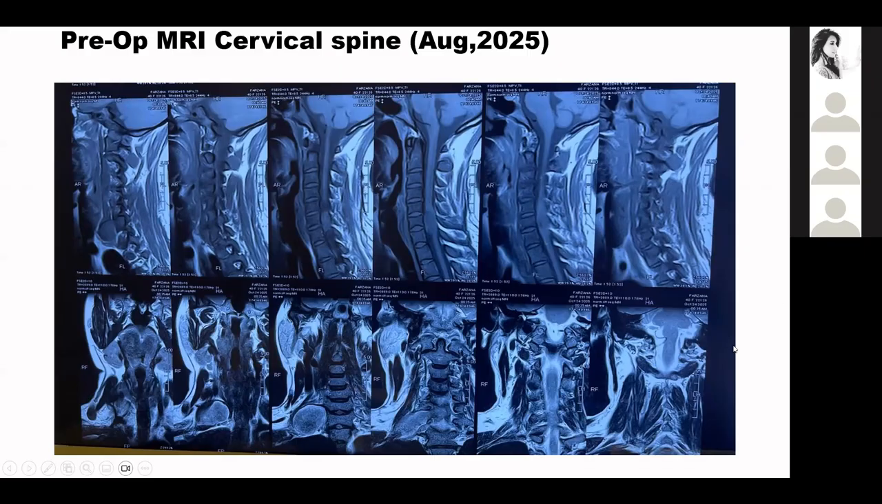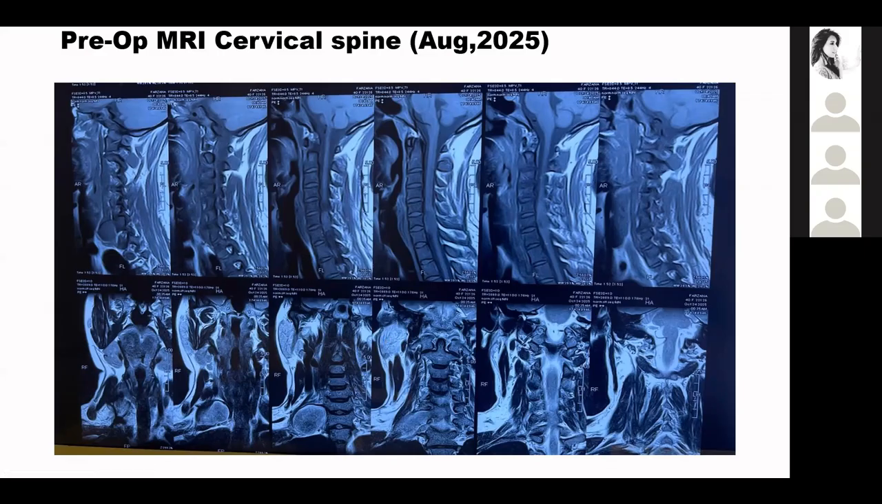All right, so these are pre-op images from August 2025. In the upper row, we have the T1 sagittal image, in which the midline image shows a hypointense area at the level of C6, C7. And if you look at the lower row, this is a coronal T2 weighted sequence in which we can see there is a dumbbell-shaped lesion which is arising from the C6, C7 level. Yes, this one.